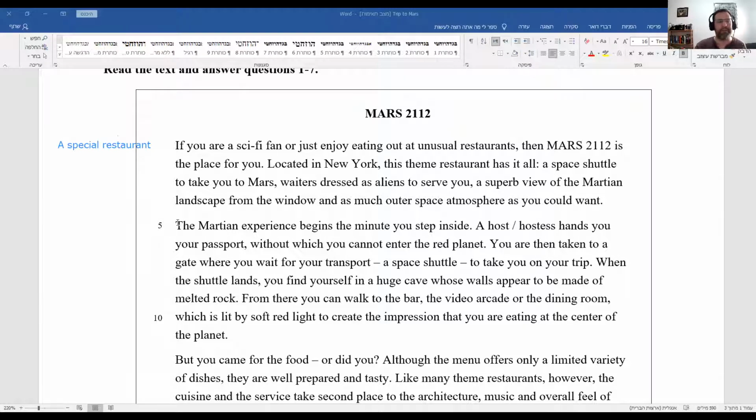Let's go to the second paragraph. The Martian experience begins the minute you step inside. So what do you think this paragraph is going to tell us about? You'll start it here. The experience. 21:12. So basically, it'll tell us about the experience at this restaurant.